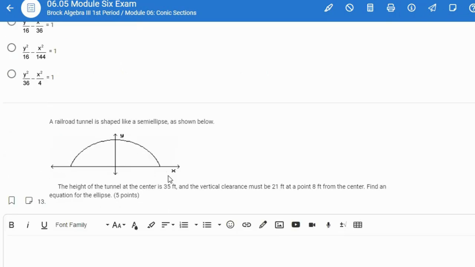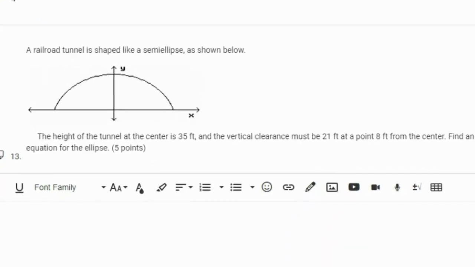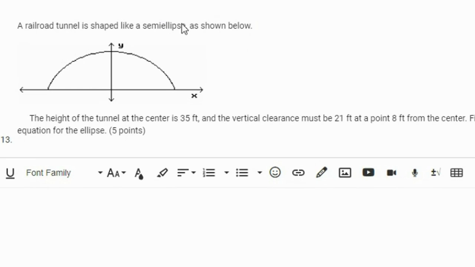It's got a railroad tunnel. And the height of the tunnel at the center is 35 feet. And the vertical clearance must be 21 feet at a point 8 feet from center. Like, what does that mean? Okay, this doesn't work. It's supposed to allow me to write on the screen. Anyway, that means there's a point right up here that has to be vertical 21. It has to be 21 feet high, and it's 8 feet over. So the point (8, 21) is a point on that curve.